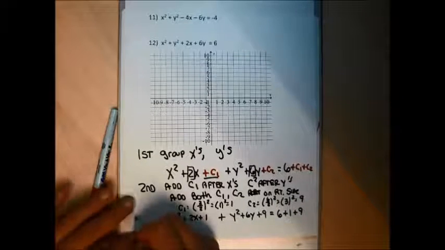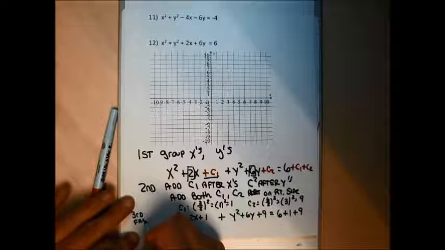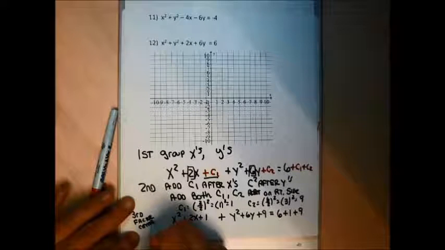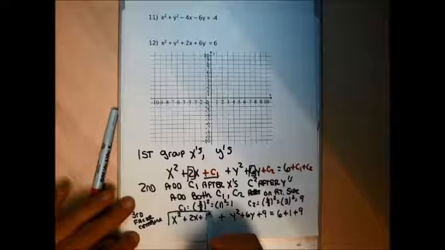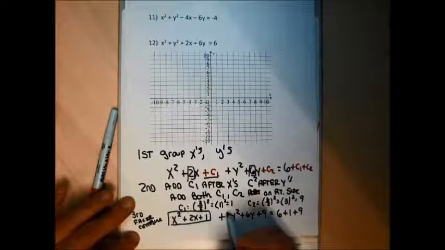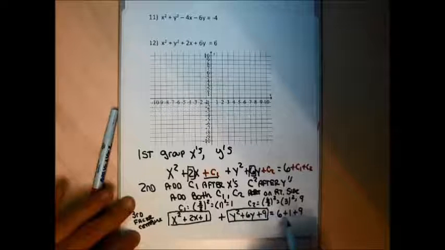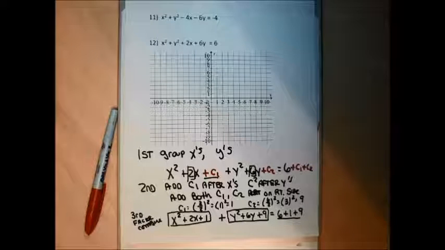Third, factor, that's on the left-hand side, combine on the right-hand side. The factoring on the left-hand side is going to involve factoring the group of 3x terms, the group of 3y terms, and this combining on the right side is going to be adding the 6, the 1, and the 9.